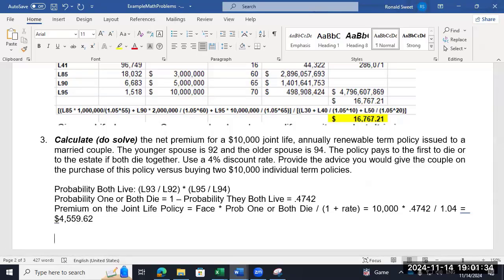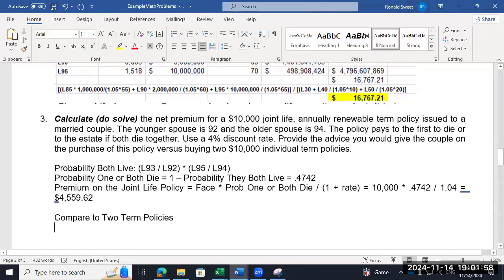So that's the first half of this problem. The formulas are much simpler on this problem. So it's really just remembering to do this first part up here. And then you can compare that to 2 term policies.